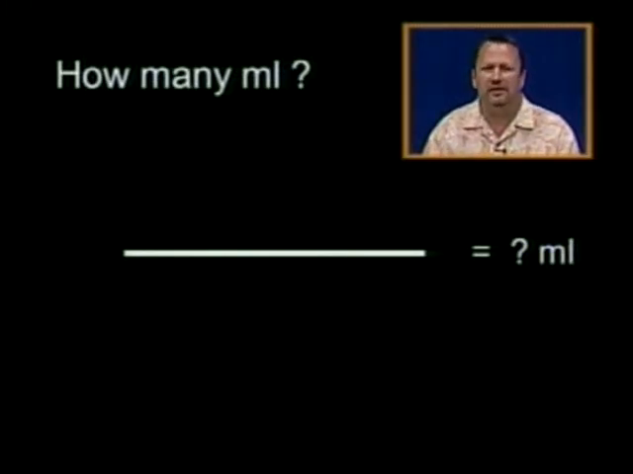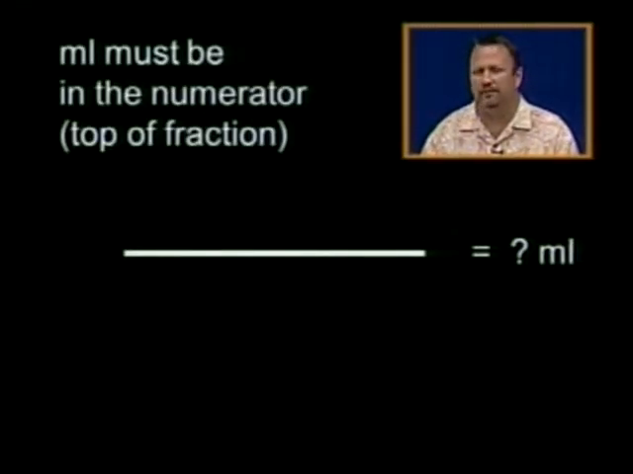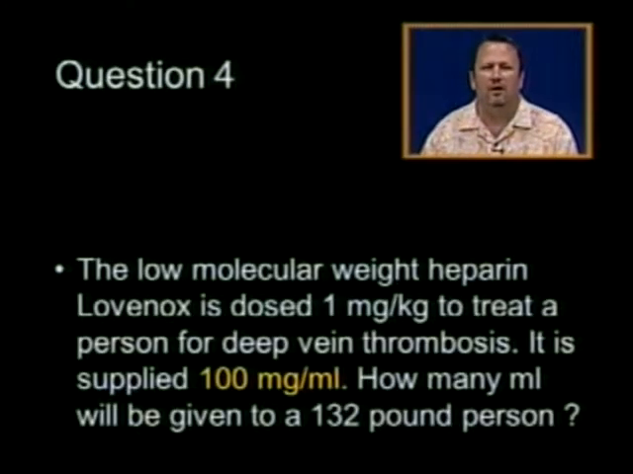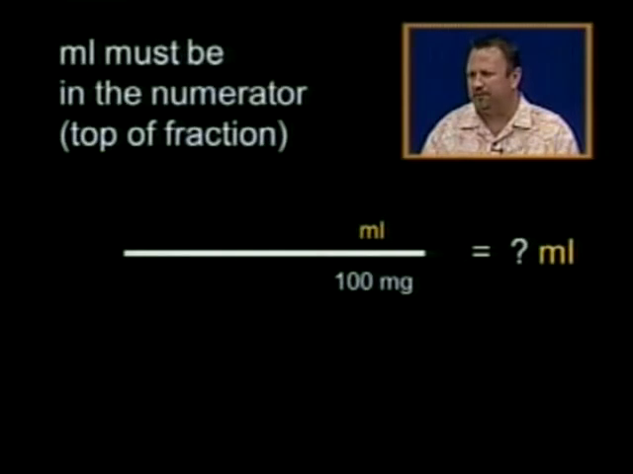So how many milliliters is the answer? Because how many milliliters is the answer, milliliters will need to be in the numerator when we set this equation up. So milliliters must be in the numerator or on top of the fraction. The drug is supplied 100 milligrams per mil, and I chose the mil over 100 milligrams. We can turn that term upside down and put the milliliter in the numerator because the answer is how many milliliters. So we wrote a milliliter over 100 milligrams to put milliliter in the numerator.